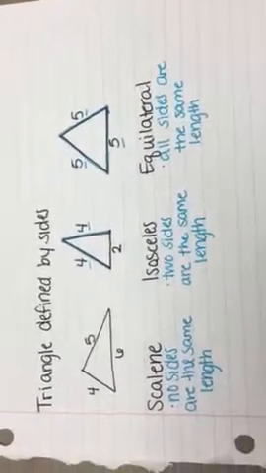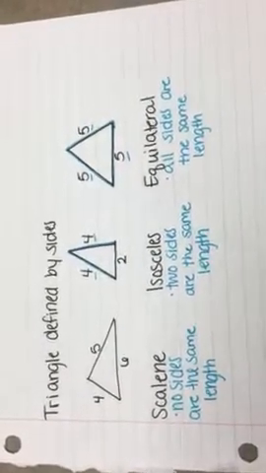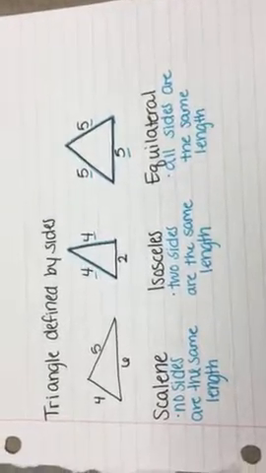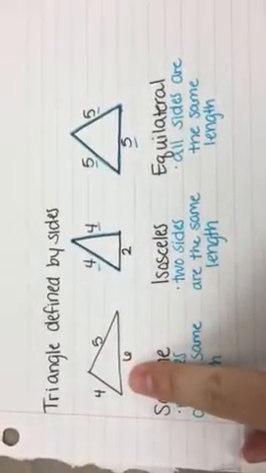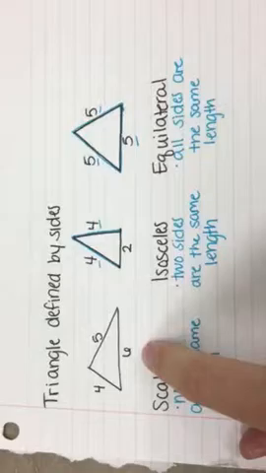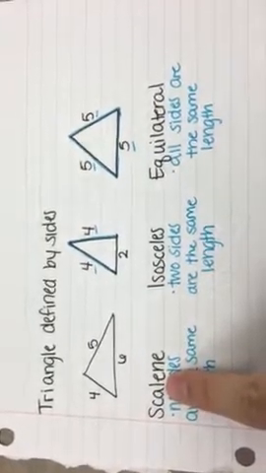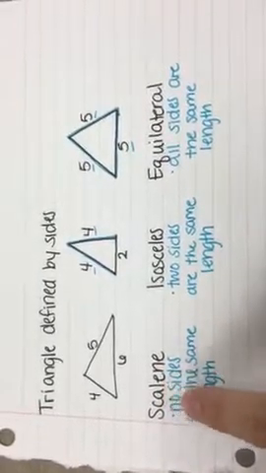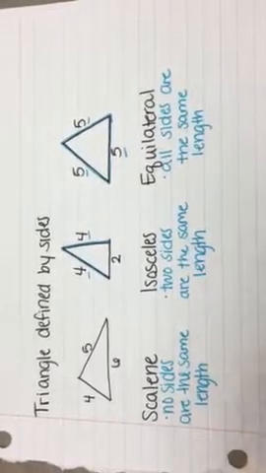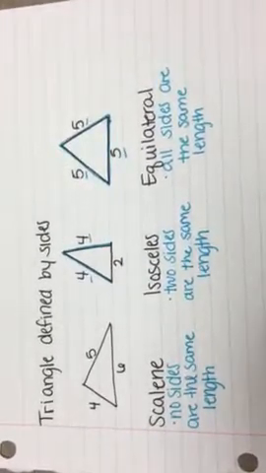Triangles can be defined in 2 ways. One of those ways is by its sides. If a triangle has the sides 4, 5, and 6, then it's going to be a scalene triangle. A scalene triangle has no sides that are the same length.